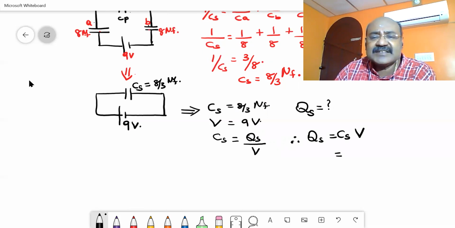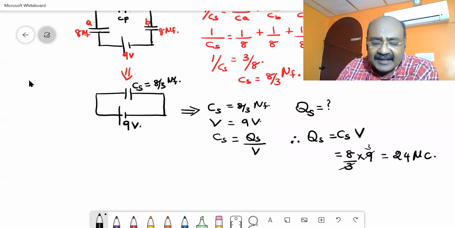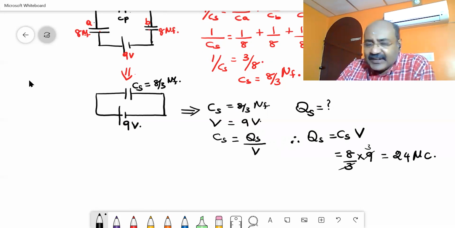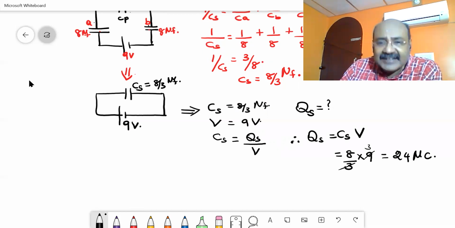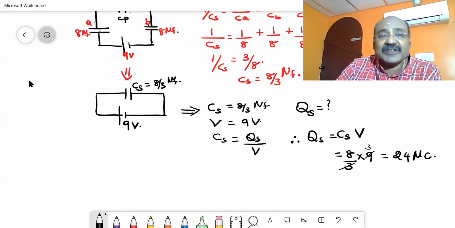What is CS? CS is 8 divided by 3 into 9. See, this 3 and this 9 will get cancelled. So you can get 24 microcoulomb as the answer. If this is 24 microcoulomb, then this is the series combination of A, B, and CP.